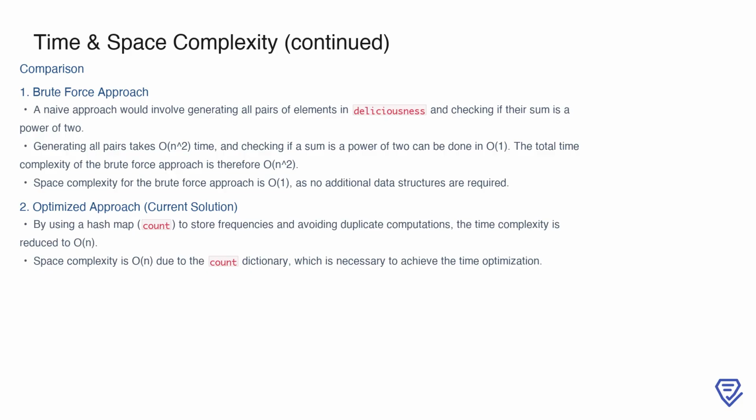In contrast, the optimized approach leverages a hash map to store frequencies and avoid redundant computations. This reduces the time complexity to O(n), though it introduces an O(n) space requirement for the dictionary. Overall, the optimized approach is significantly faster for large inputs, making it a better choice for this problem.